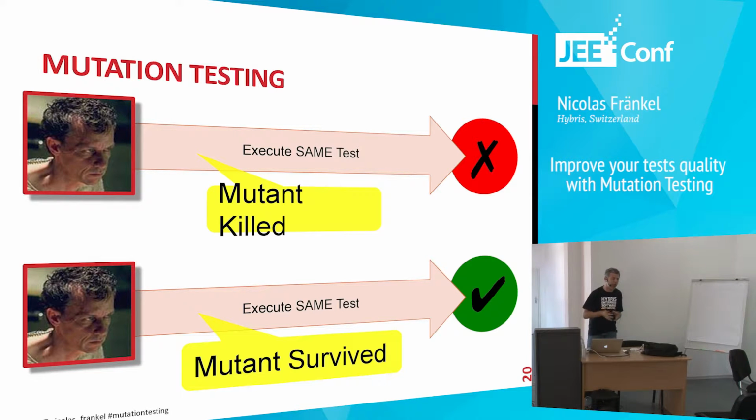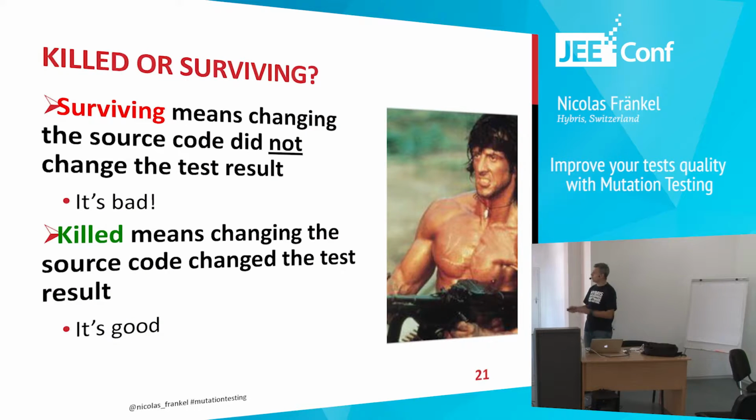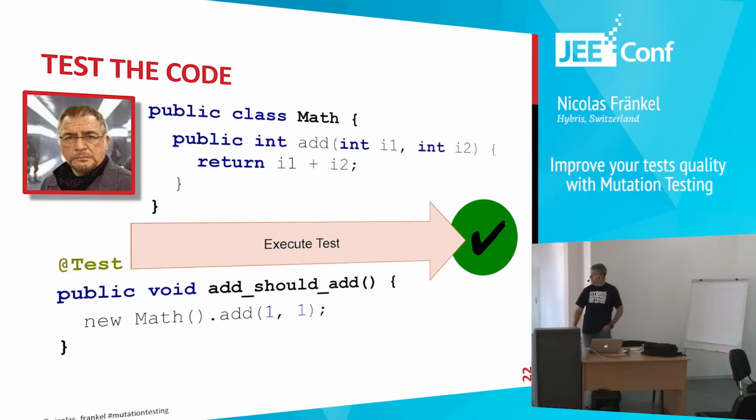So you have to be bad to kill the mutants. When the mutant survives, it's not good. If you run the same tests against different source code, and the test still passes, it's not good. So again, surviving is bad, killing is good. It's reversed. You just have to think about it. So if I take my add method and I want to test it, and here I forget the assert, so it's green, normal.